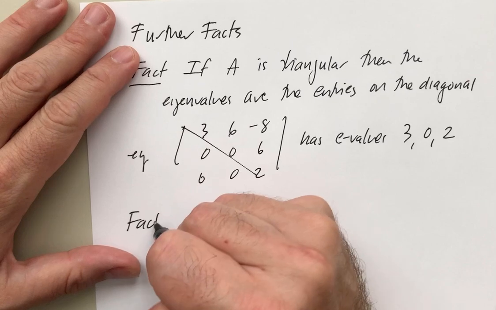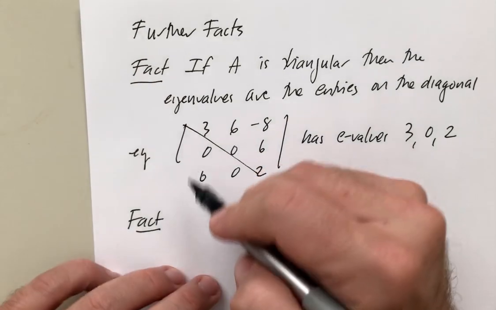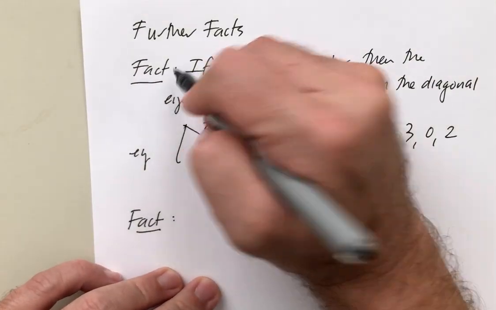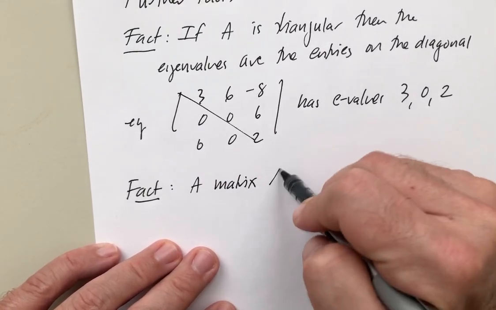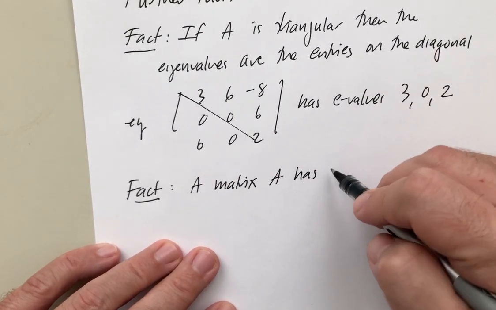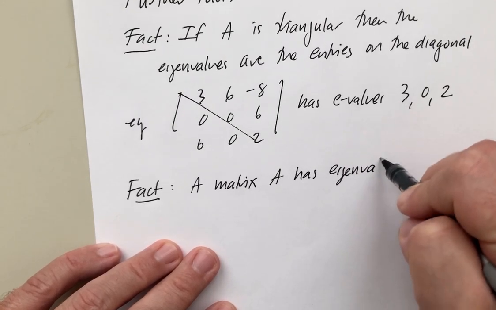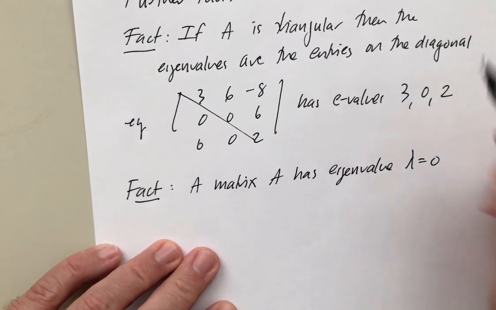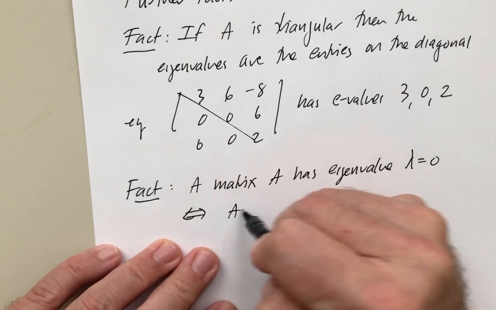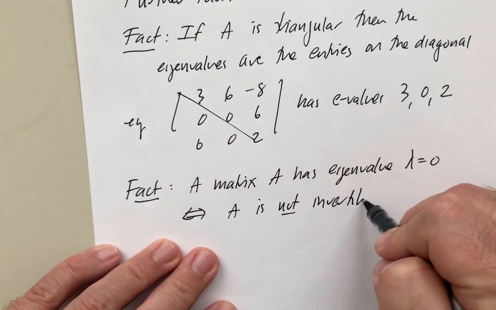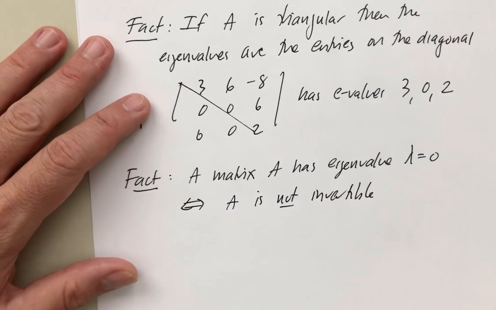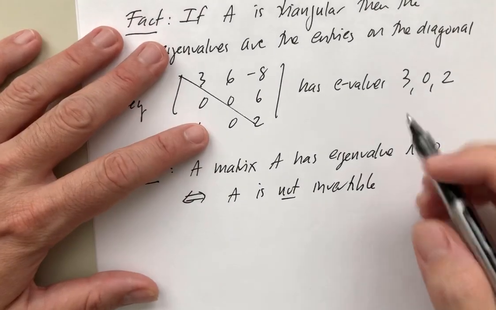Another fact, fact 2, is that a matrix A has an eigenvalue equal to 0 if and only if A is not invertible. You can also say singular; that's another way to say not invertible.